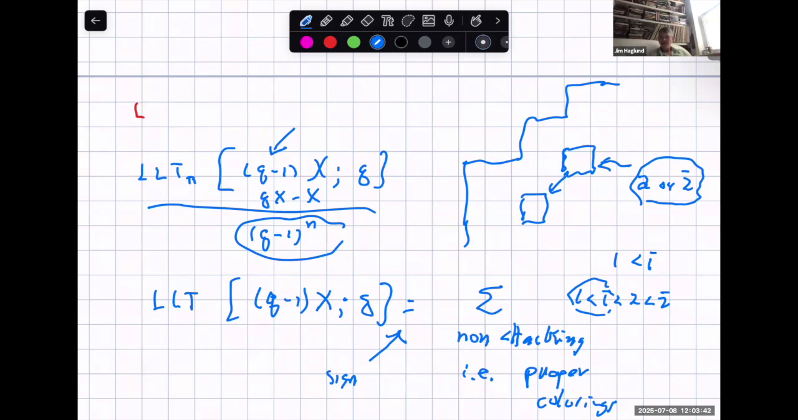But that's not going to work for general LLTs. Now you're going to get a sum over super fillings, but you can't factor it as a product like that. So this thing here is really a special fact.